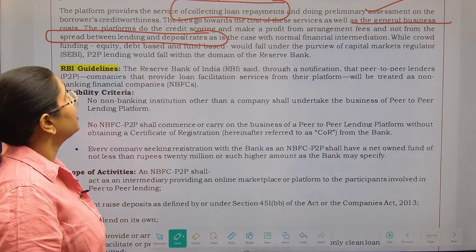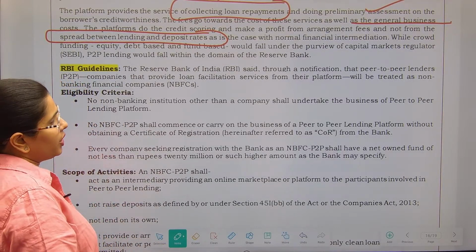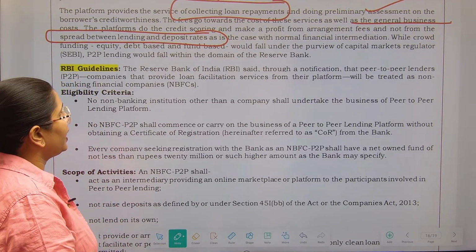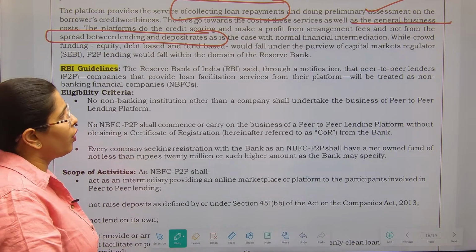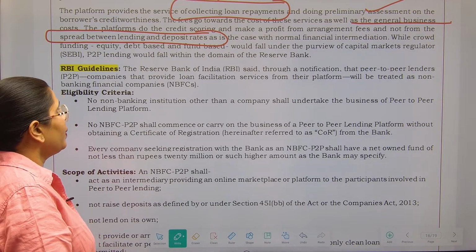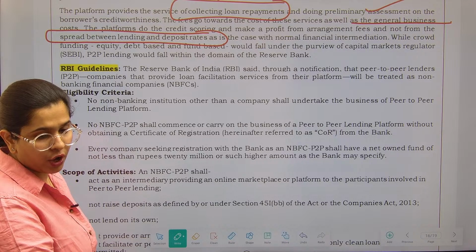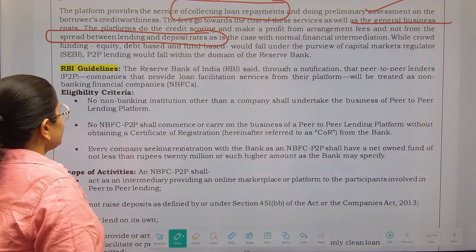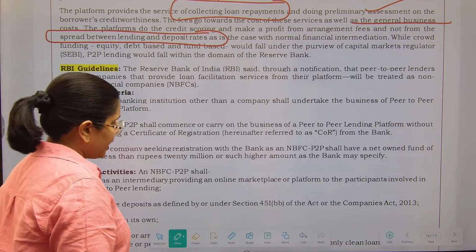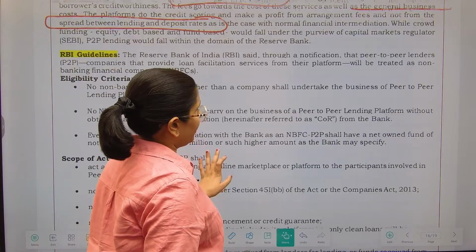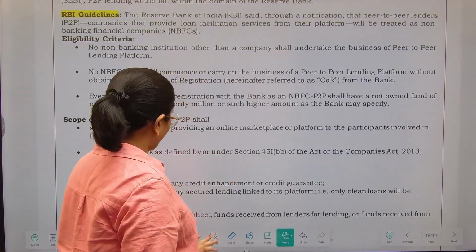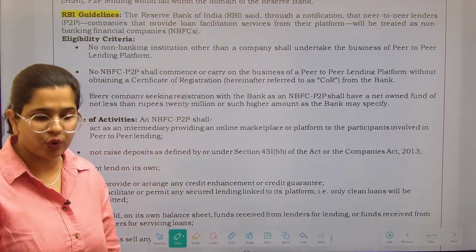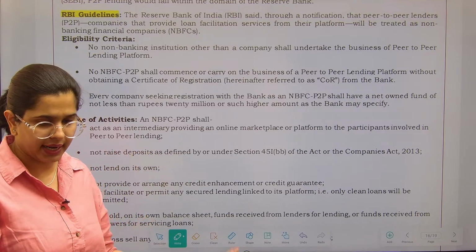so yes, in the case of normal financial intermediation, while crowdfunding, equity, debt-based and fund-based, is going to fall under SEBI, P2P lending is going to fall under the domain of RBI, right? Next are a few RBI guidelines related to P2P lending, right? Not very important for you, but yes, you have to go through this once, right?